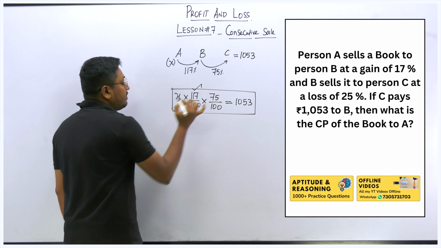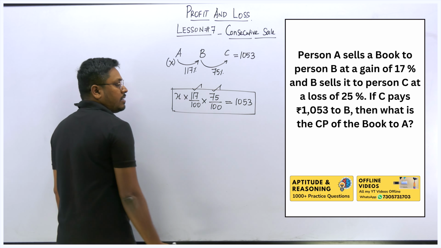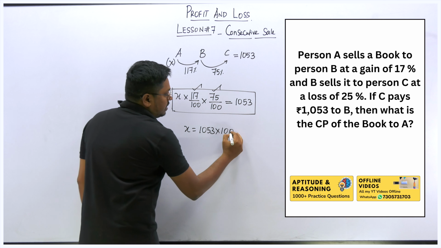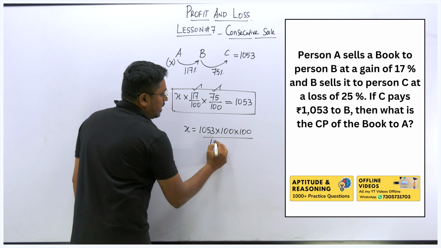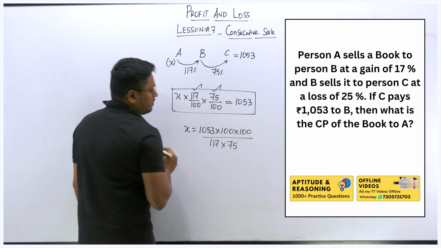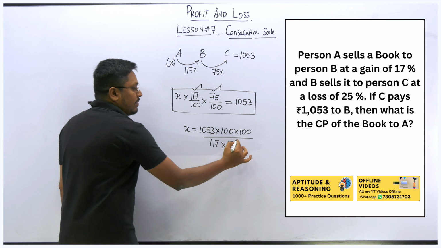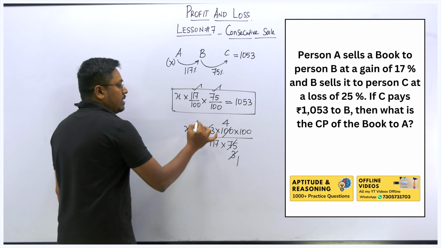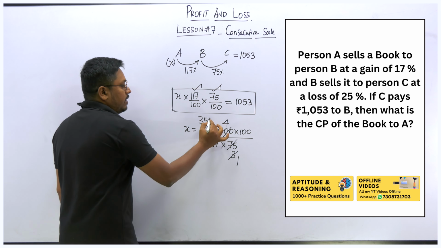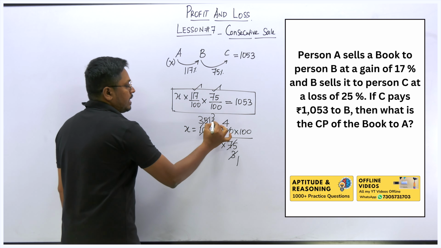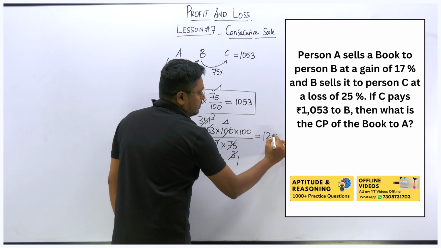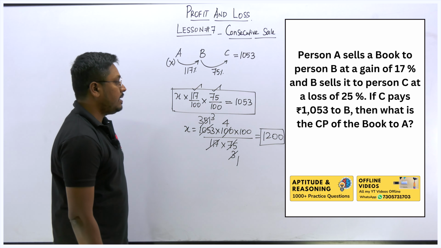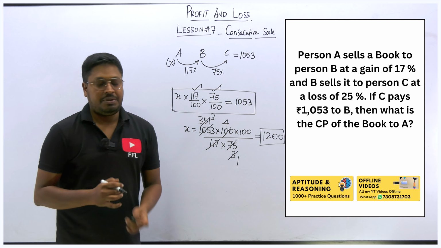If there is a profit, add to 100. If there is a loss, subtract from 100%, right? So X is equal to 1053 into 100 into 100 divided by 117 into 75. So we can cancel it on 25 table 3 times. So this will be 4 times. So 3 3s are 9, 5 3s are 15, 1 times. So this will be 3 times. So 1200. Which means the cost price of the book that was bought by the person A will be 1200.